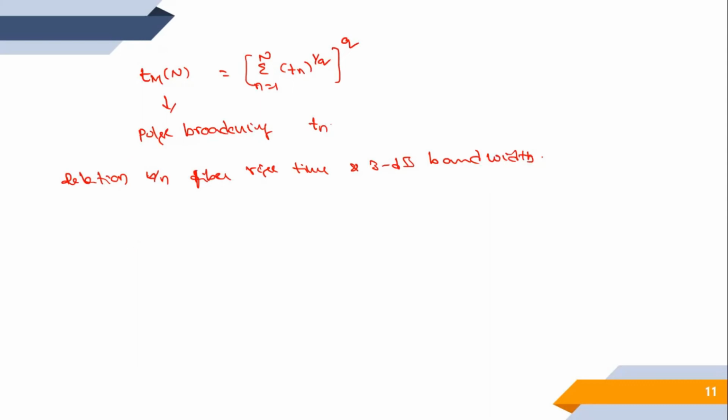is assumed to have a Gaussian temporal response, and that is given by the expression g of t is equal to 1 by root 2 pi sigma e to the power of minus t square by 2 sigma square. And here sigma is the RMS pulse width.